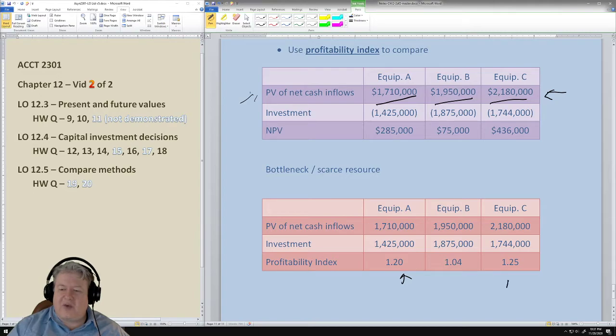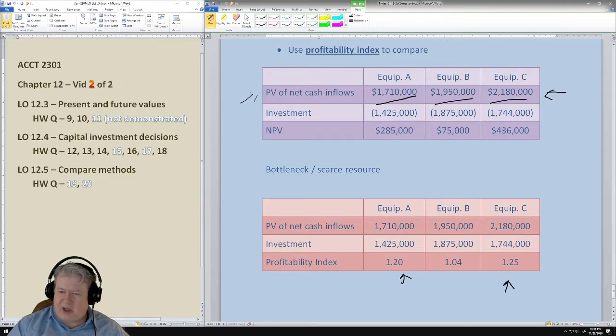And we find out that if we had our choice, if we had enough money to invest in all 3 of these, we'd go ahead and invest in all 3. But if we only had $3 million or whatever, let's see, investment. If we only had $2 million, which of these would we invest in? Well, we would choose the one with the highest profitability index. If we had, say, $4 million and we could only choose 2, which 2? Well, we would choose C and then A, that sort of thing.